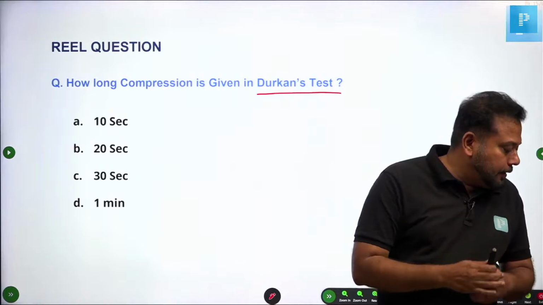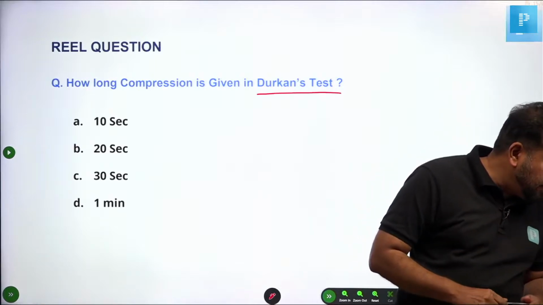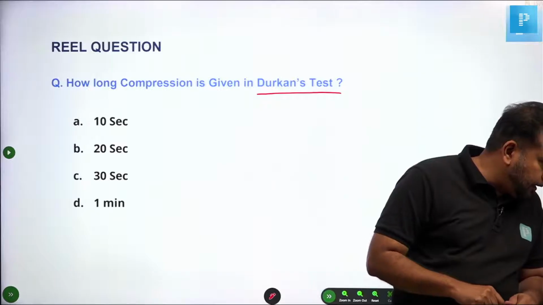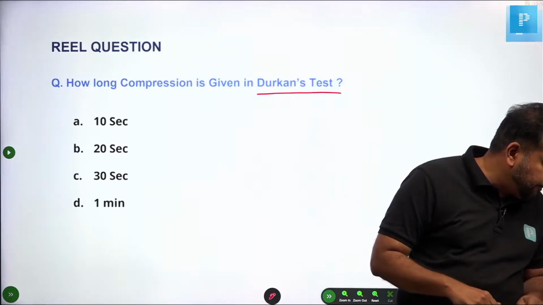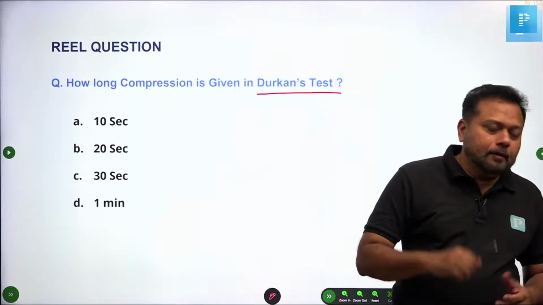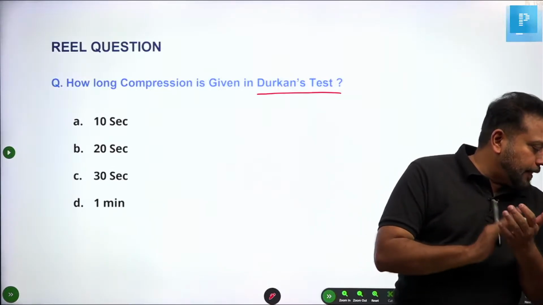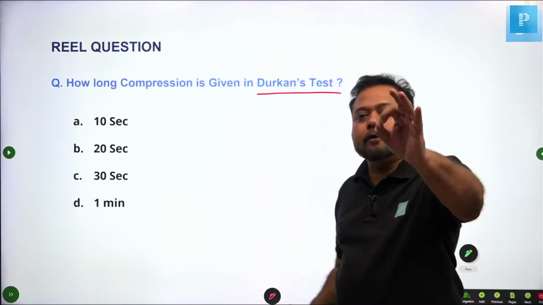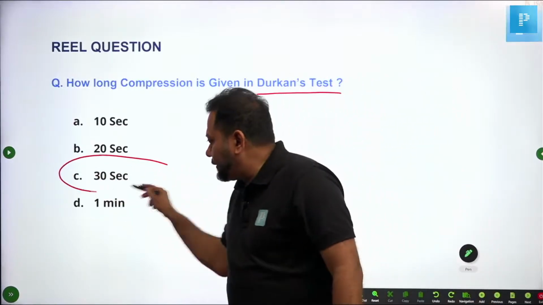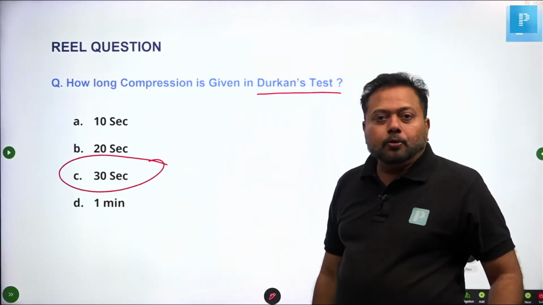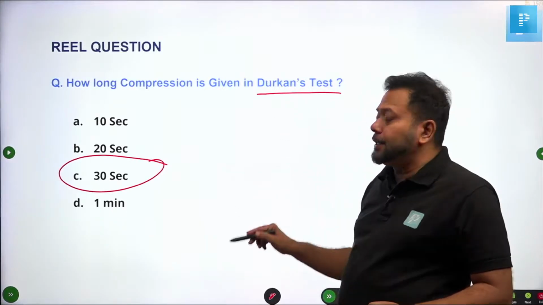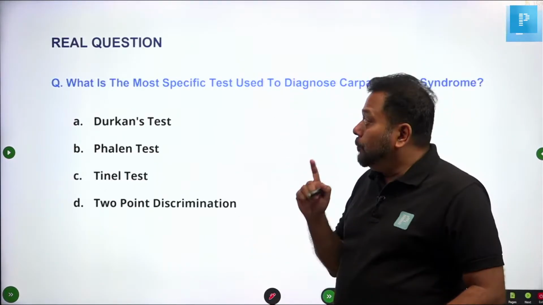Please come on. Yes. Gracie, you have answered it correct. Monica, Patidhar, Pepsi, Pooja, Akshay, Sunil, very good. Rashmi, excellent. All of you have given the right answer: you should compress for 30 seconds. Okay. So now I am going to teach you the difference between Durkan's test and Fallon's test.